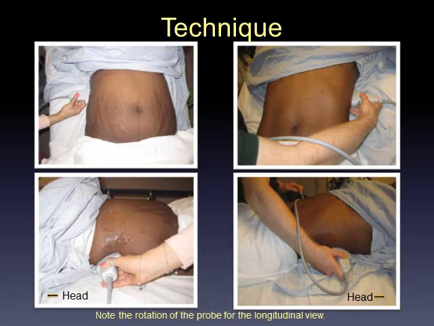On the left-hand side, due to the smaller size of the spleen, we begin with the probe more superior and more posterior in about the 8th to 10th rib space at the posterior axillary line. The bottom two pictures show that it is necessary to rotate the probe in order to find the kidney in its longest axis. The kidneys run posterior to anterior.